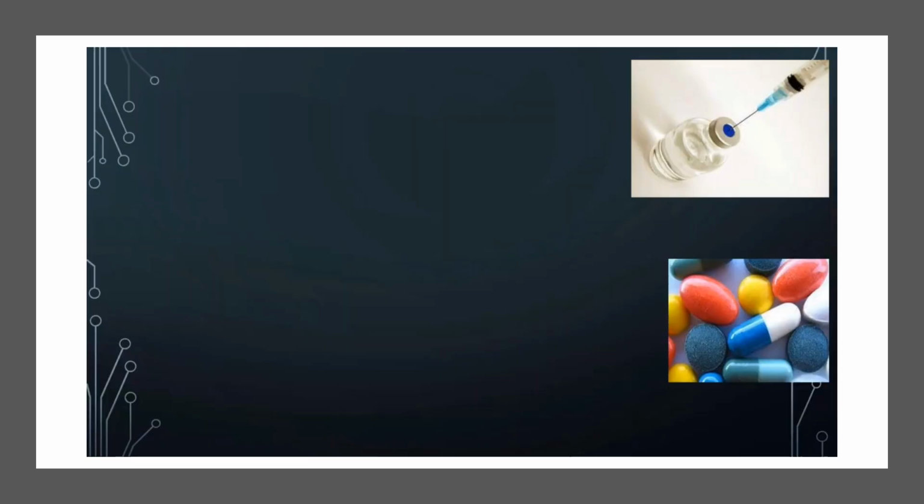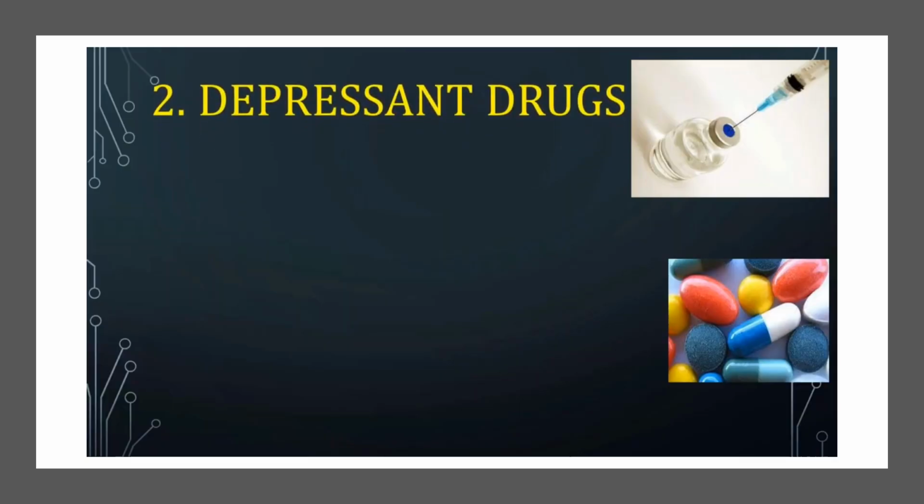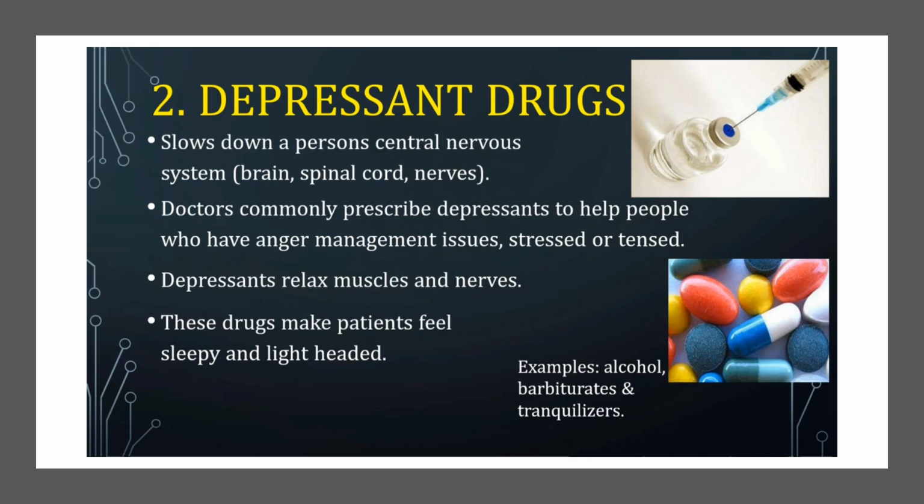Next to gateway drugs, we have the depressant drugs. Depressant drugs slow down a person's central nervous system, such as the brain, spinal cord, or nerves. Doctors commonly prescribe depressants to help people who have anger management issues, or who are stressed or tense. Depressants relax muscles and nerves, and these drugs make patients feel sleepy and lightheaded. We have here the examples such as alcohol, barbiturates, and tranquilizers.